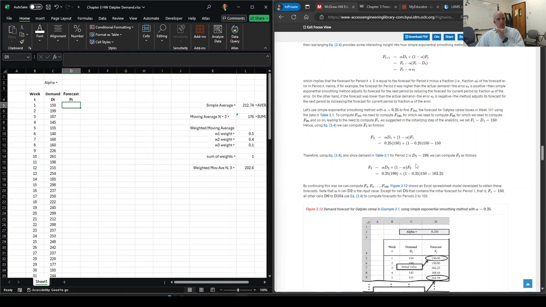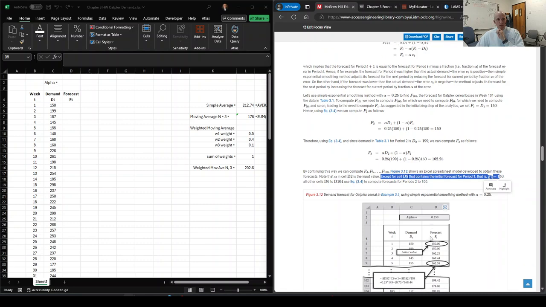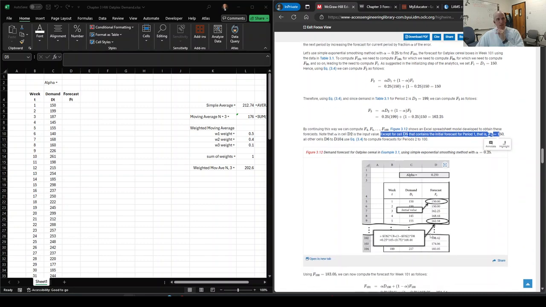There is an assumption that what we're going to do here, this initial value, is going to be 150. That's the one exception to this forecast. The initial forecast is equal to the actual demand as we calculate this simple exponential smoothing method. One of the assumptions is that the initial forecast for period 1 is equal to the demand.